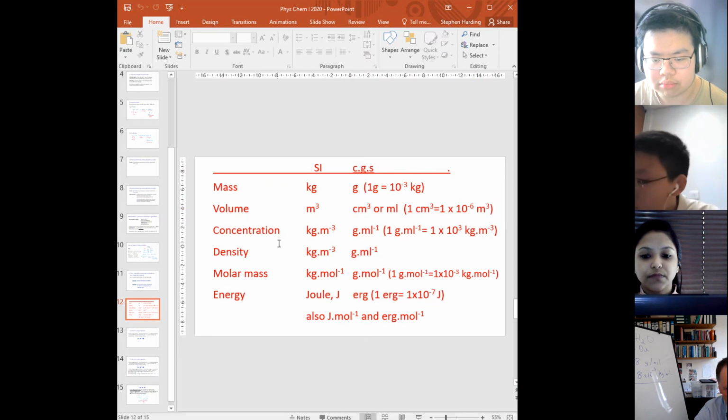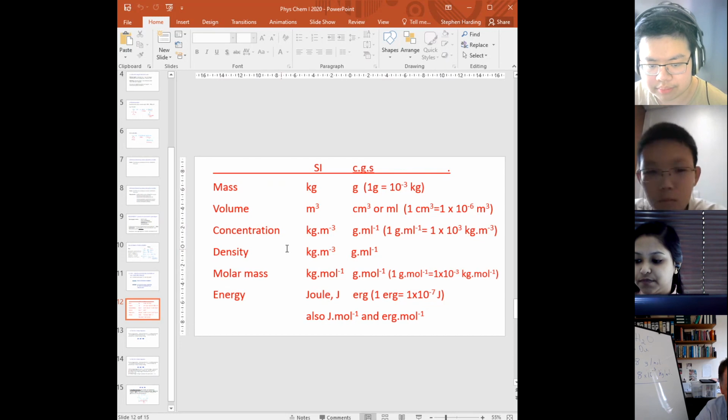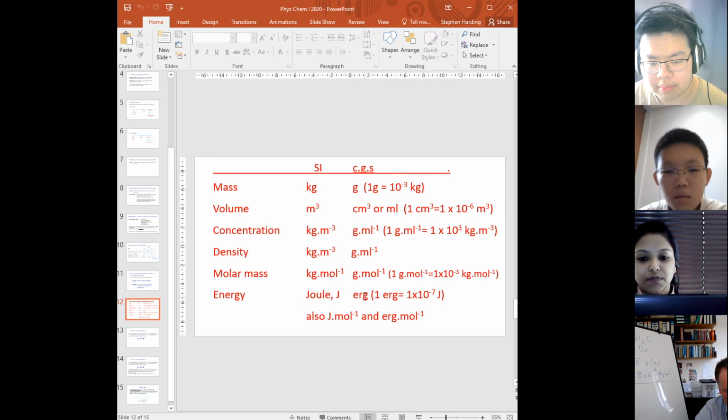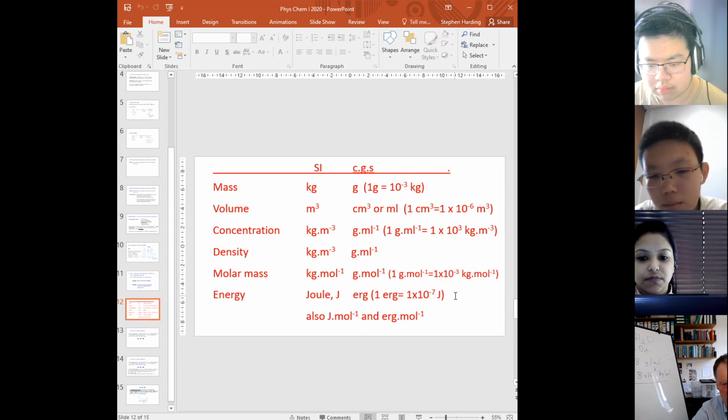And you know, when you're converting from one to the other, make sure you get the powers of 6 right, because if you multiply instead of divide, you can get huge errors. So make sure you get your conversions correct. And same with concentrations, kilogram per meter cube, we don't use that. It's grams per mil, grams per centimeter cubed. Densities, molar mass, just done that with water. That's the conversion. And then with energy, we use joules, but if you want to use CGS units, then the erg is 1 times 10 to the minus 7 joules. And we'll see in a minute, we sometimes use joules per mole or ergs per mole.